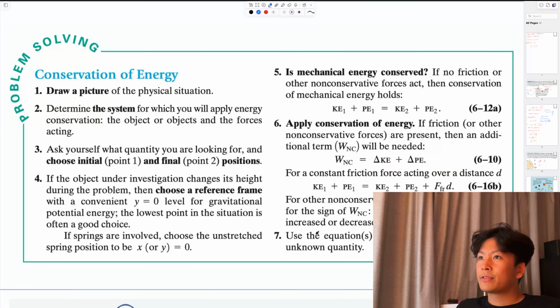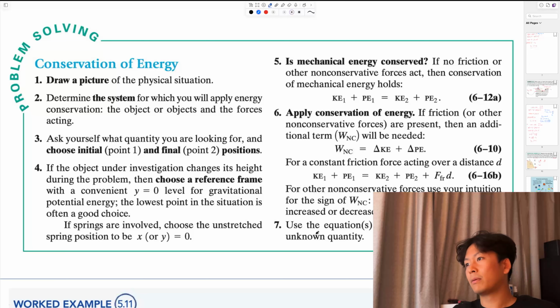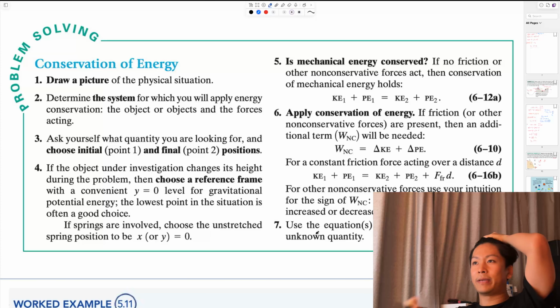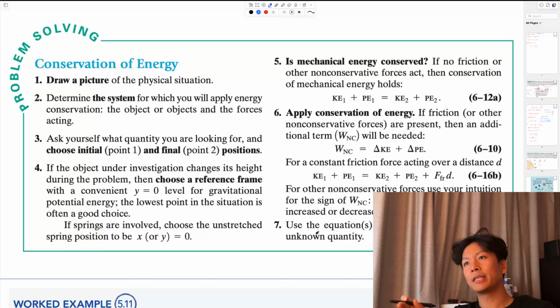So whenever you're solving any problem with regards to energy, make sure you initially draw a picture. A picture is important so you can understand what's going on. Look at the system for which you apply conservation, like what object or what forces are acting on it. So analyze the situation first: pause, take a deep breath, look at what's going on. Ask yourself what quantity you're looking for.